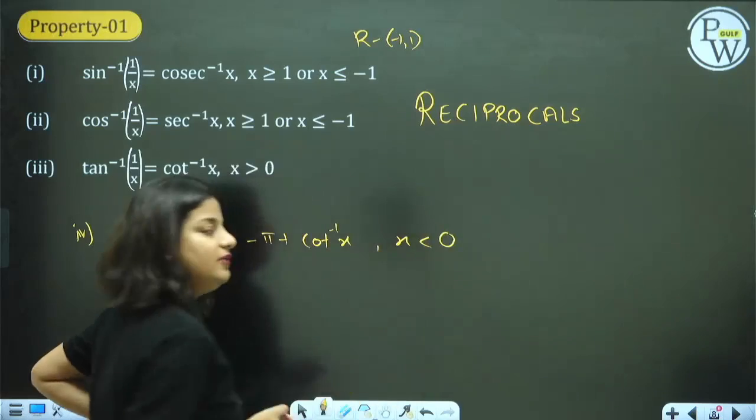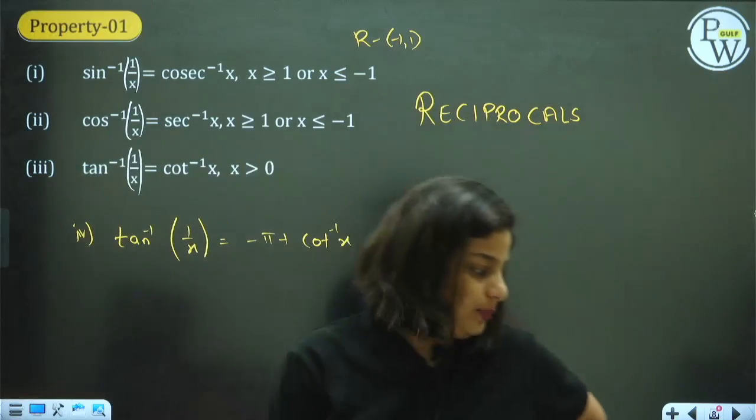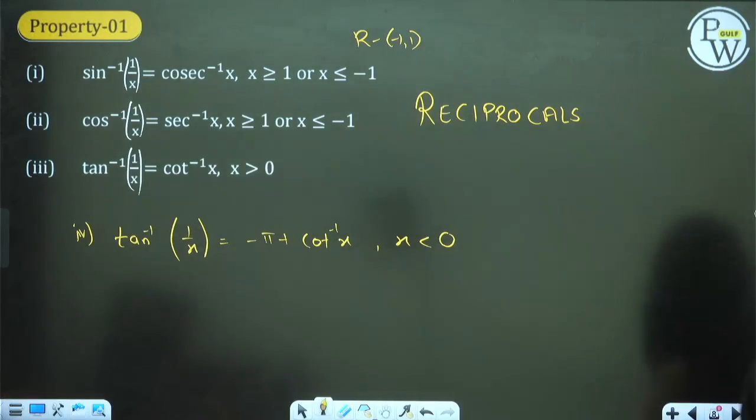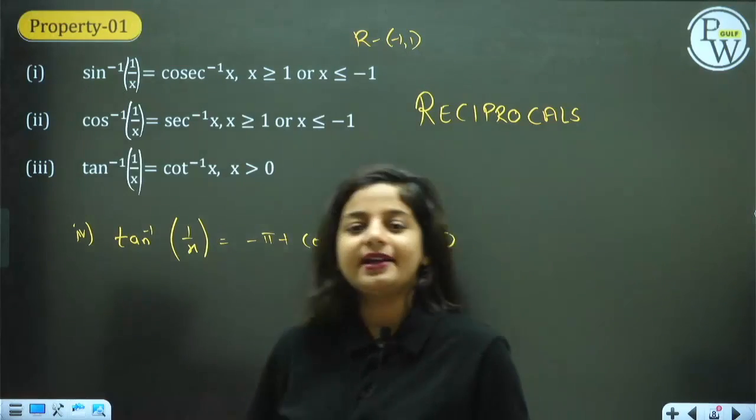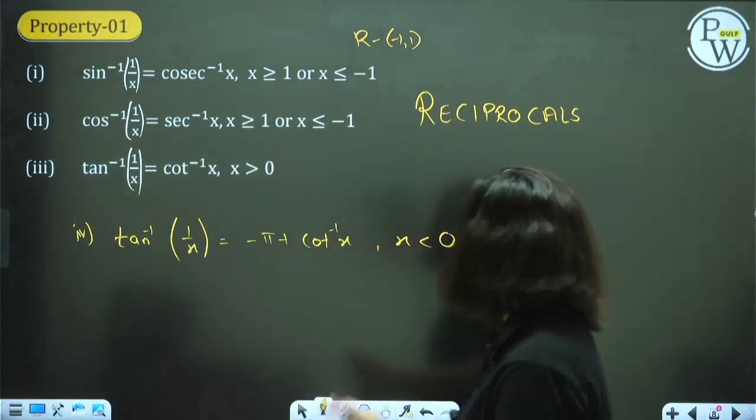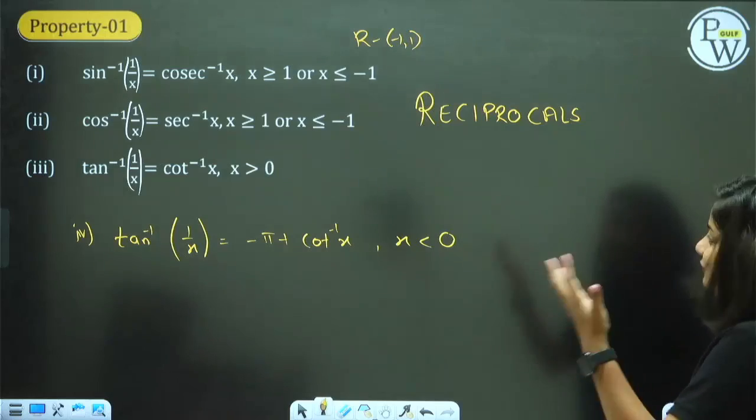For entrance level it is needed, and I will be including that. Nothing to worry. Alright. Tan inverse of 1 by x is minus pi plus cot inverse of x when x is less than 0. That's the fourth one which you can add.